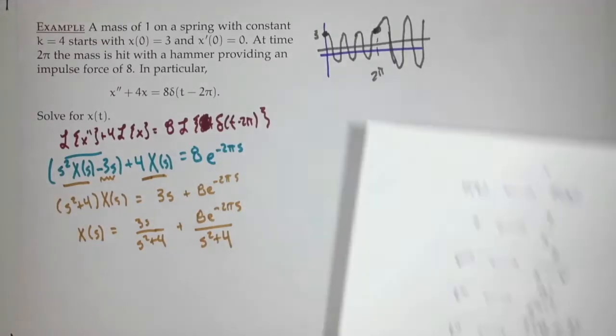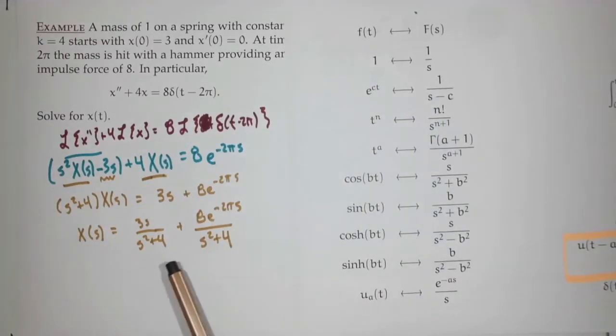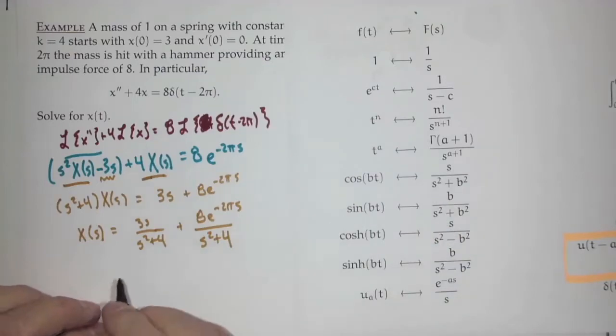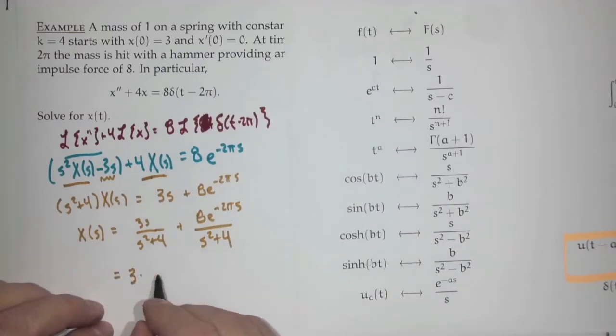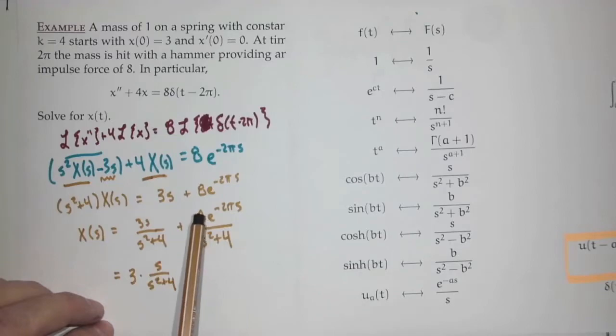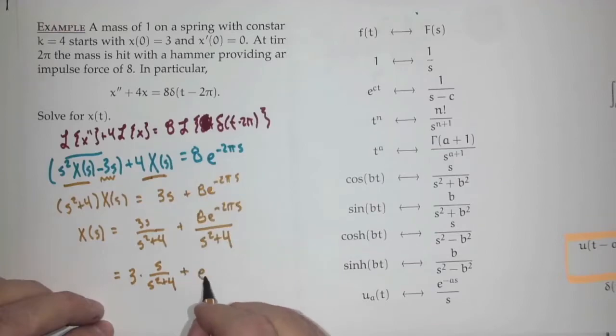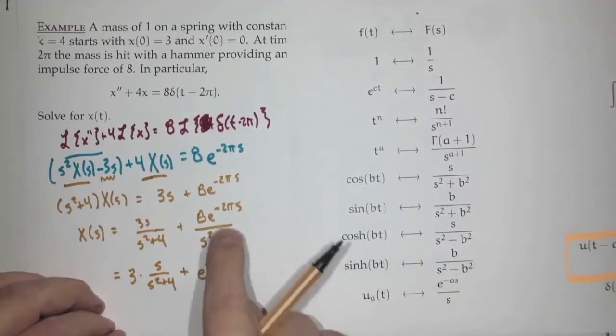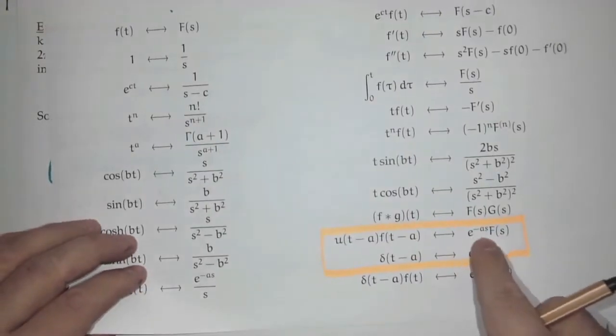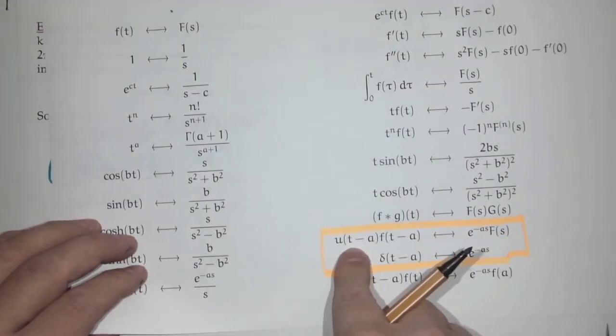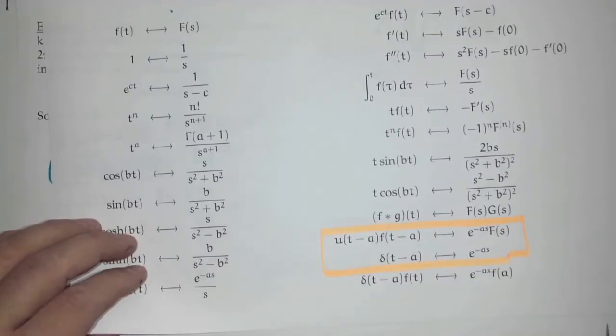Pull out our table. Let's look at these pieces here. The 3 is a constant. We don't need to worry too much about that. We have s over s squared plus 4. Does that match anything on our table? Yes, it matches the cosine, right? So that's pretty good. In fact, I'm just going to pull the 3 out in front. The next piece. Well, the e to the minus 2 pi s will come out in front. So whenever we see e to the minus 2 pi s, we know that's going to correspond to this unit step function on-off happening. So we know that automatically.